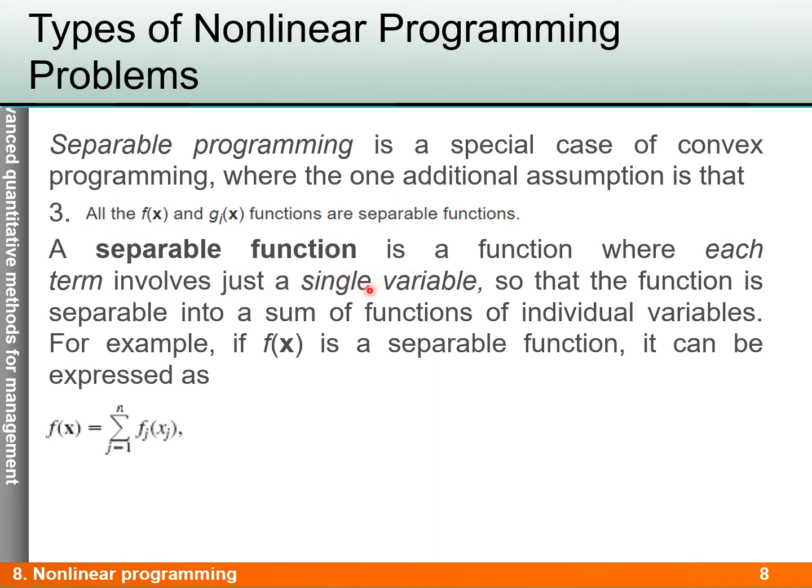Single variable means that a term such as 4x1x2x3 is not possible, or 4x1x2 is not possible. The function is separable into a sum of functions of individual variables. For example, if f(x) is a separable function, it can be expressed as f(x) equals the summation of fj(xj), with j from 1 to n, which is exactly the example that I gave you minutes ago.